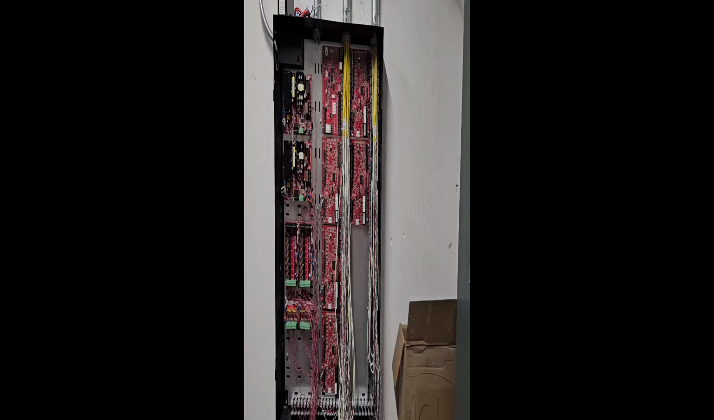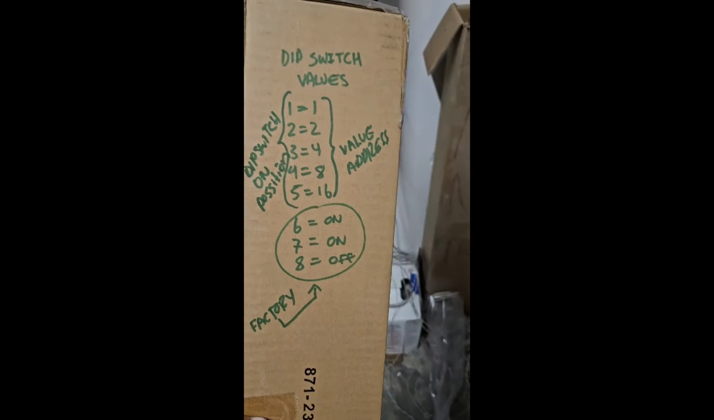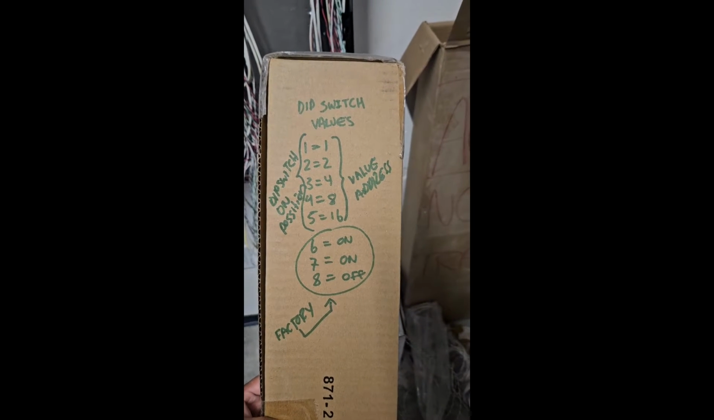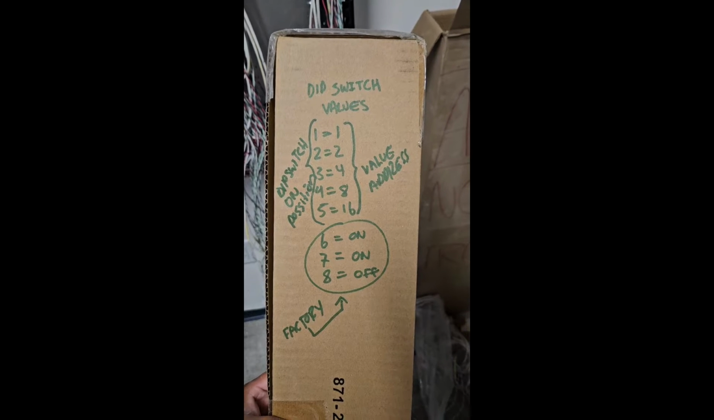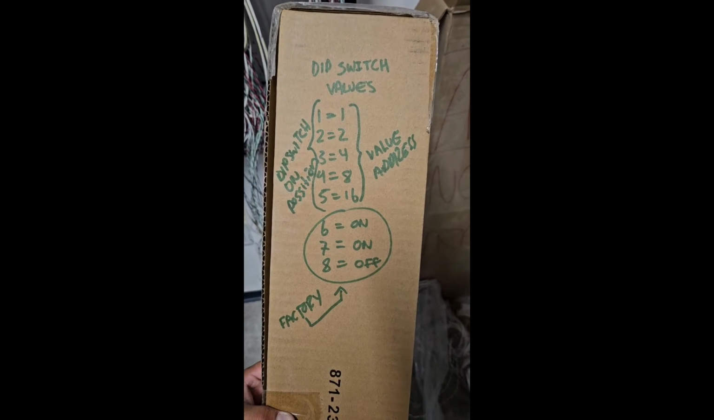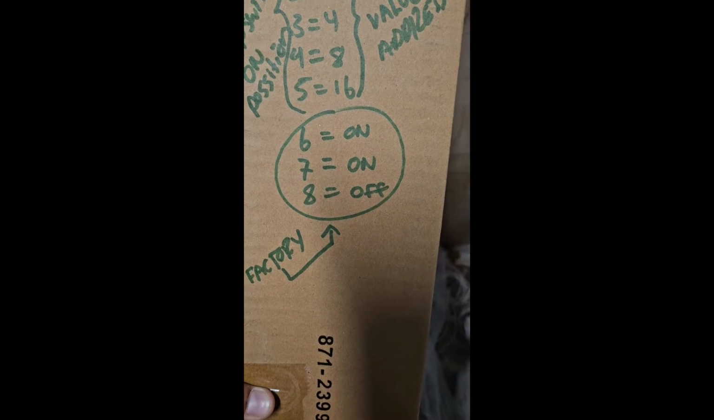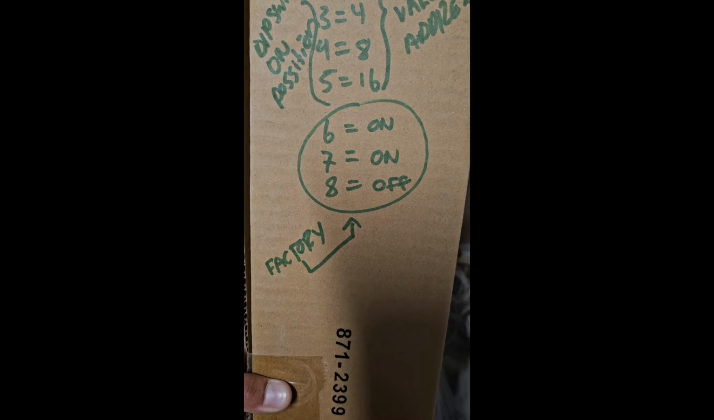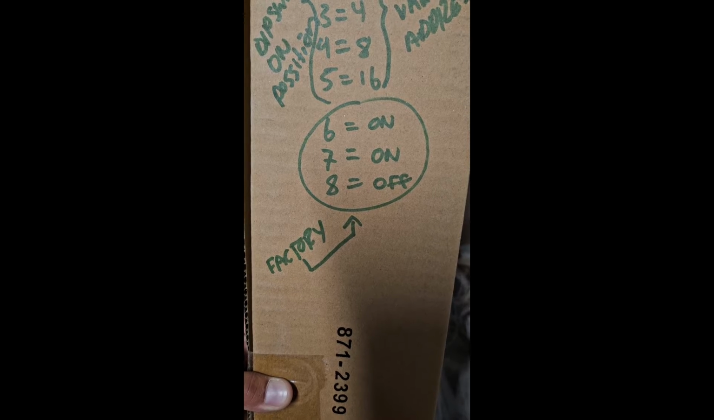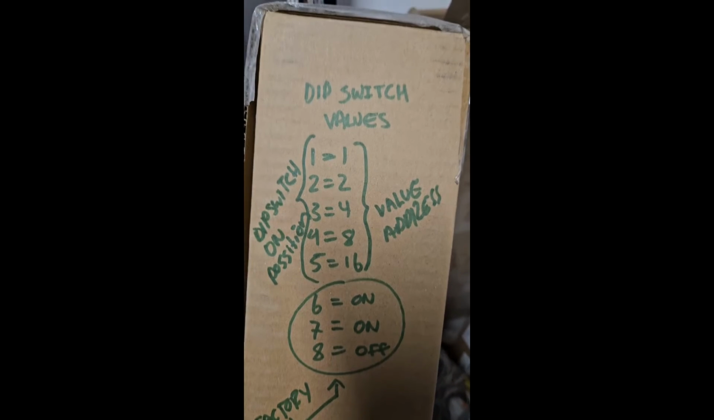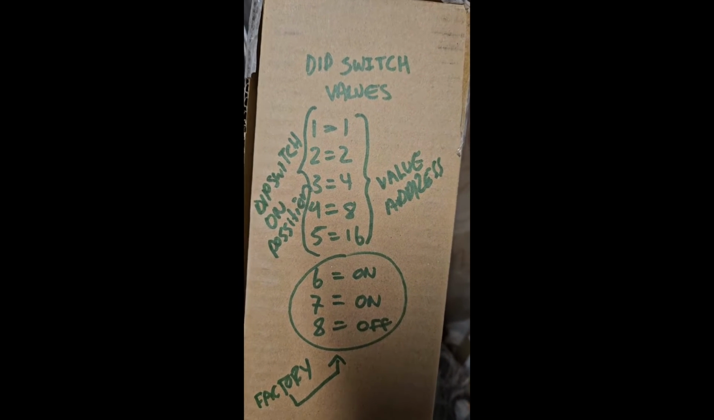Peace. And I apologize to add this at the end, but I forgot to write this down for you guys. So this is the dip switch values. Okay, so factory settings 6, 7, 8 are on, on, off. Don't worry about that. You can just leave it like that. Never had no issues. We'll talk about that in another video. But how to address your board?